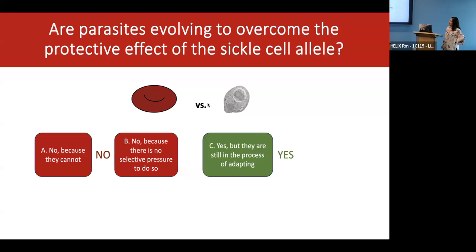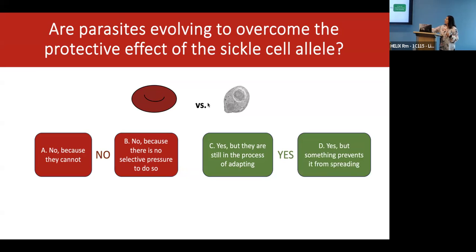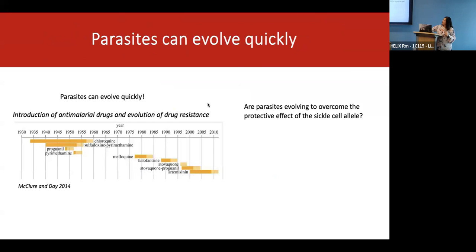Another possibility is yes, but this is recent. This is just happening and it hasn't gone to completion yet. So it's still protective, but parasites are in the process of adapting to it. And then fourth, yes, they are evolving, but something is preventing that resistance to sickle from spreading. Okay, so I'm going to go through these and see which ones we can cross off.